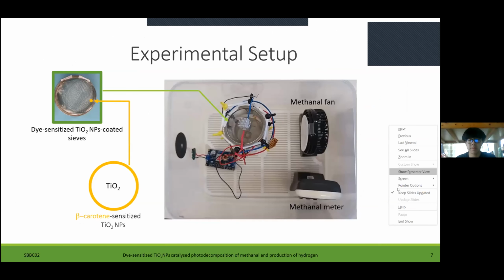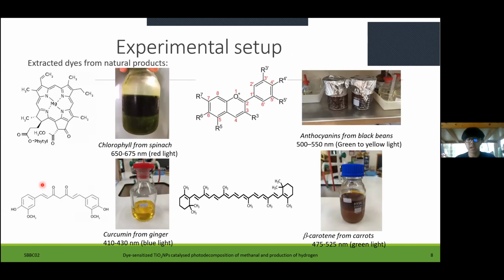As you can see in the picture, there's a methanol fan, a methanol meter, and a set of sieves and some LED light. In the experiment, visible light emitted by induction coil-powered LED decomposes methanol on dye-sensitized titanium dioxide nanoparticles. The dyes are sprayed onto the sieves, like the picture on the left. Four dyes are extracted, including chlorophyll from spinach, anthocyanin from black beans, curcumin from gingers, and beta-carotene from carrots.